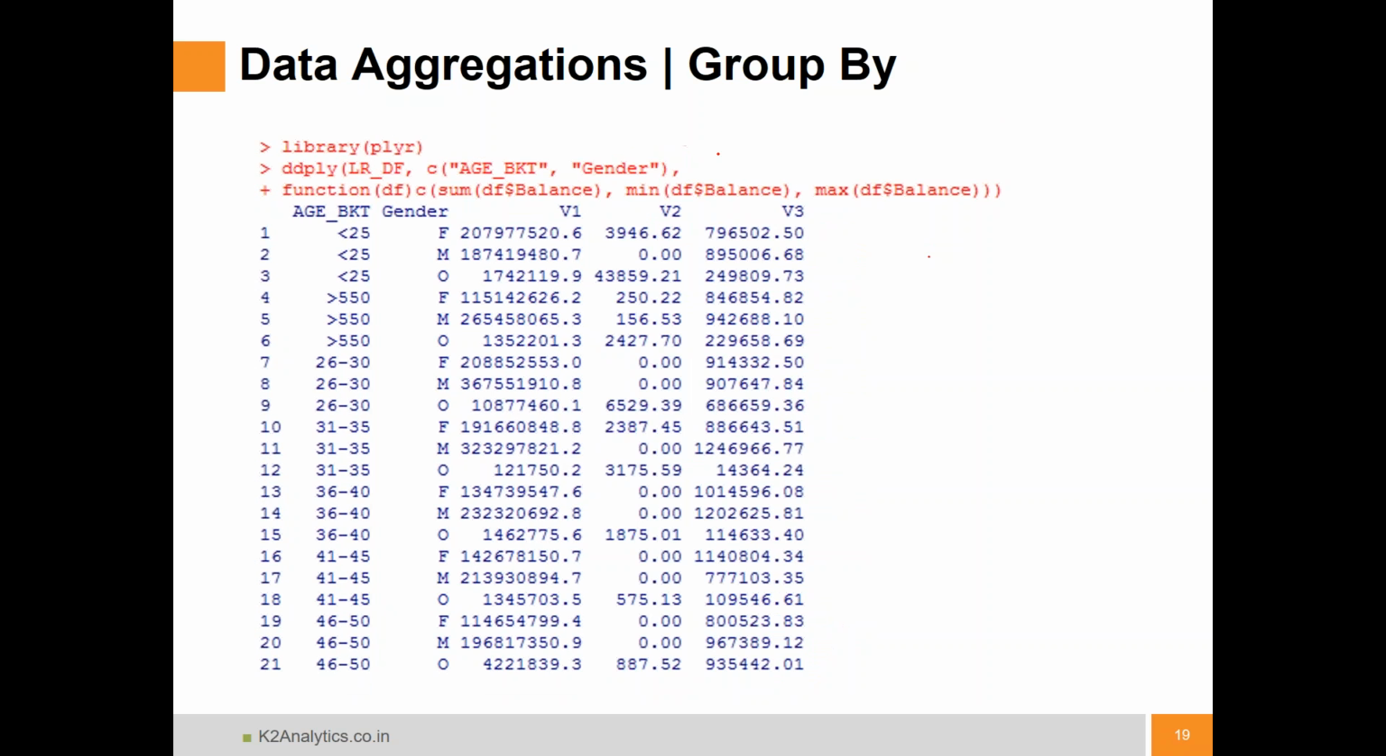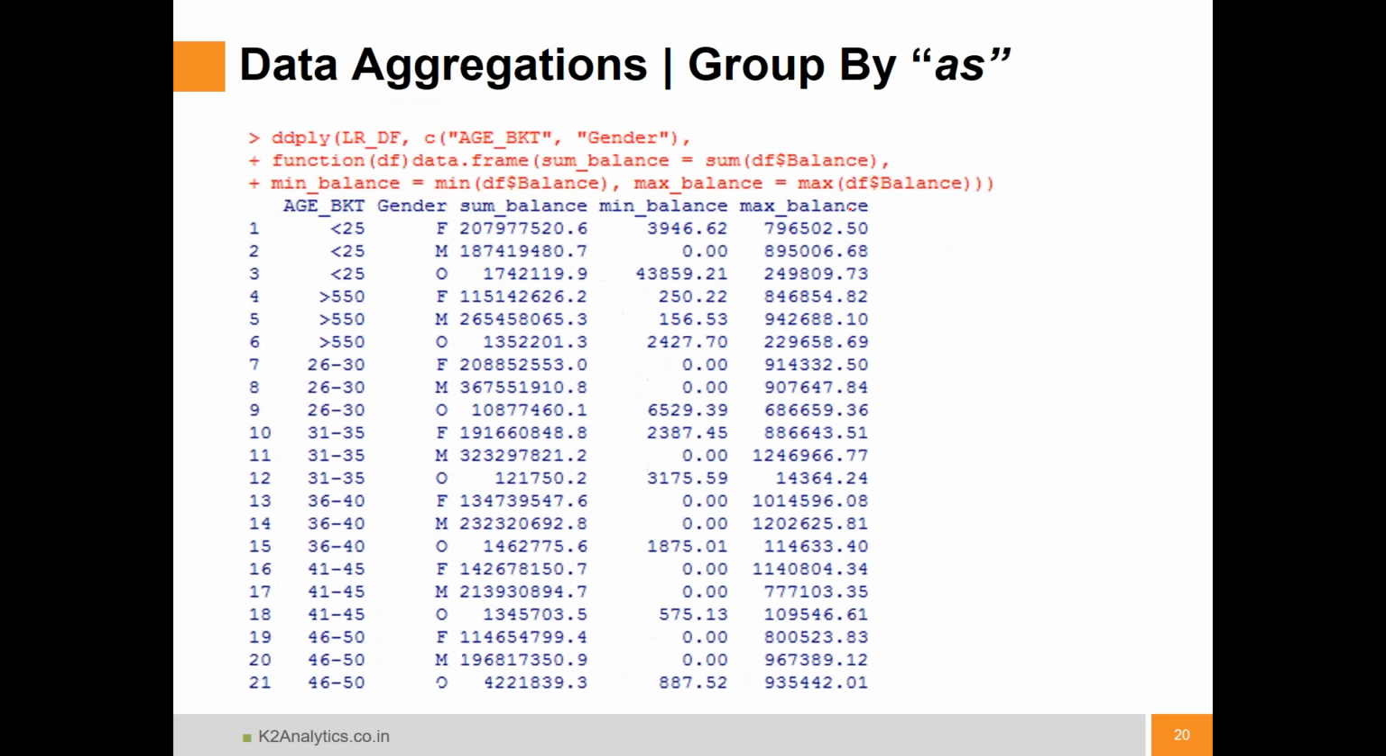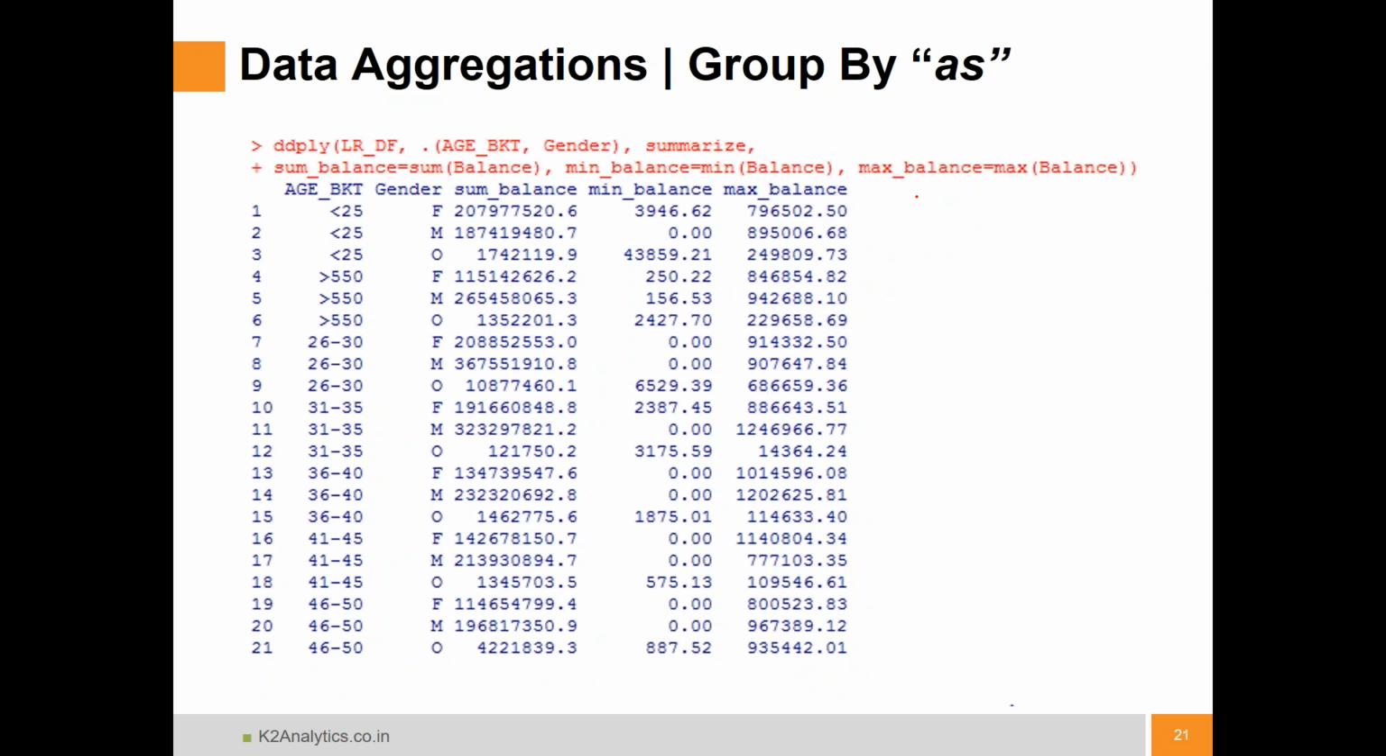In the previous slide, when I executed, these variable names came as v1, v2, v3. In case you want to give suitable variable names, what you can do is you can say variable, whatever name you wish to assign, is equal to the aggregation function. Variable name equal to the aggregation function. Variable name equal to the aggregation function. And in that case you see all columns are properly named instead of v1, v2, v3. Okay. So these are a couple of examples that I have shown here.